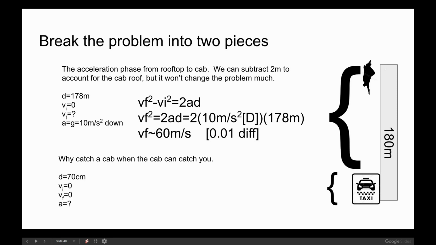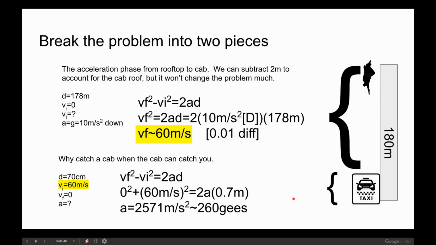Now, why catch a cab when the cab can catch you? He's got 70 centimeters to stop, and he's going to wind up at 0 speed, but what's his starting speed? Well, his starting speed in this problem is the ending speed from the other half. This final speed of 60 meters a second is the initial speed into the new problem. And we work it out, we get 2,571 meters per second squared. 0 is his final speed. This is about 260 G.